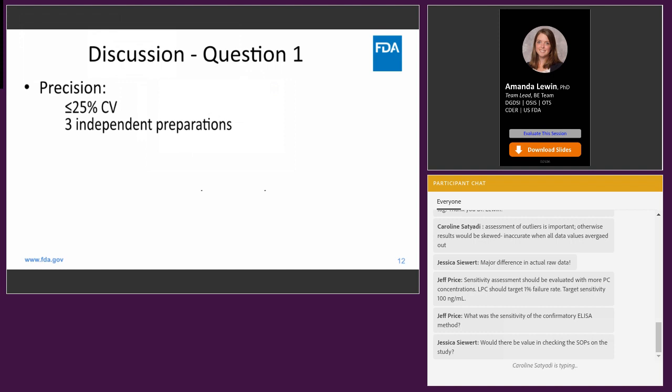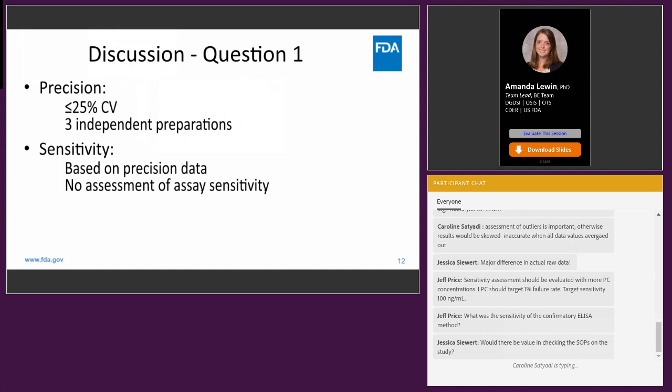As far as the acceptance criteria, for the precision assessments, they also only used 3 independent preparations of positive controls as opposed to the recommended 6. So there were 6 individual data points, but those were all in duplicate. So it was a duplicate of 3 independent preparations. That's about as far as I'm going to go into the precision assessment because it's not the focus here, but I wanted to at least point those out for your awareness.